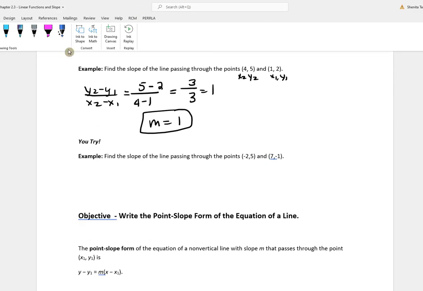Okay, this next problem is a U-try problem. You can try it on your own. The answer is -2/3.